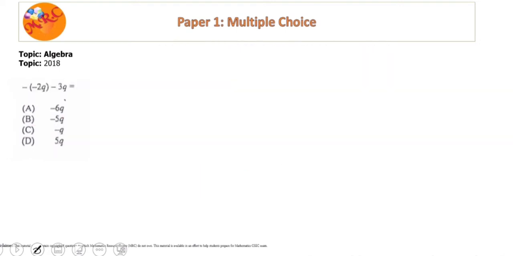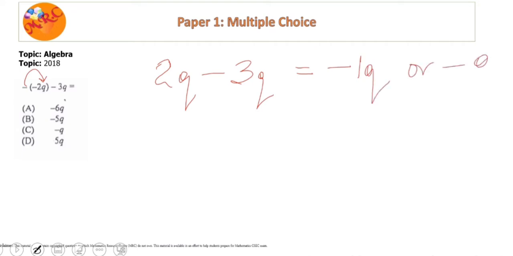So here we have negative, open bracket, negative 2q, close bracket, minus 3q. Let's see if we can remove the brackets. First step, multiplying the negative times what's in the bracket. So negative times negative 2q would give us positive 2q. With or without the plus sign, it's positive. Minus 3q. And 2 minus 3, our answer is going to be negative 1q, or we can just say negative q. Whichever way you analyze it, same. Alright, continuing.